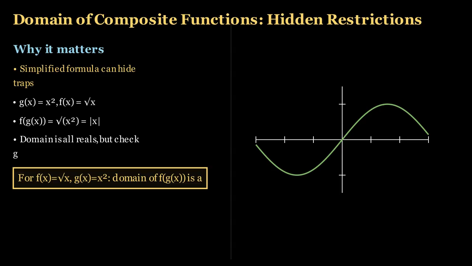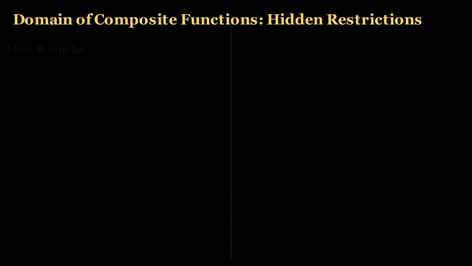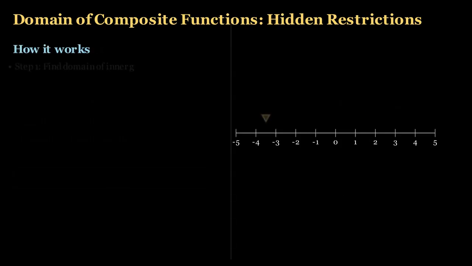Let us derive the method from first principles. We want all x that make the composite f of g of x valid. First, x must be in the domain of the inner function g. Write down that set. Second, the output g of x must be in the domain of the outer function f. So we write an inequality: g of x must satisfy the domain condition of f. Solve that inequality for x. The domain of the composite is the overlap, the intersection, of the set from step 1 and the solution set from step 3.